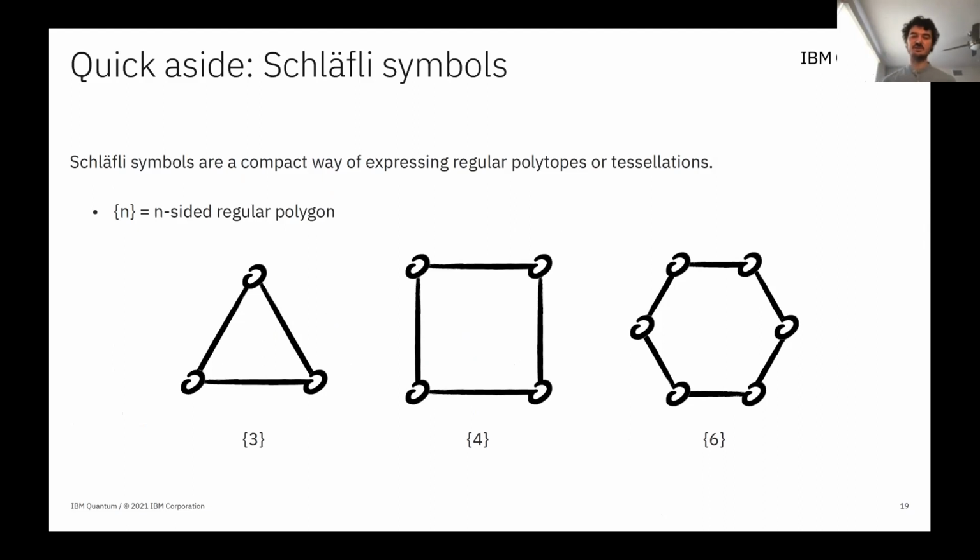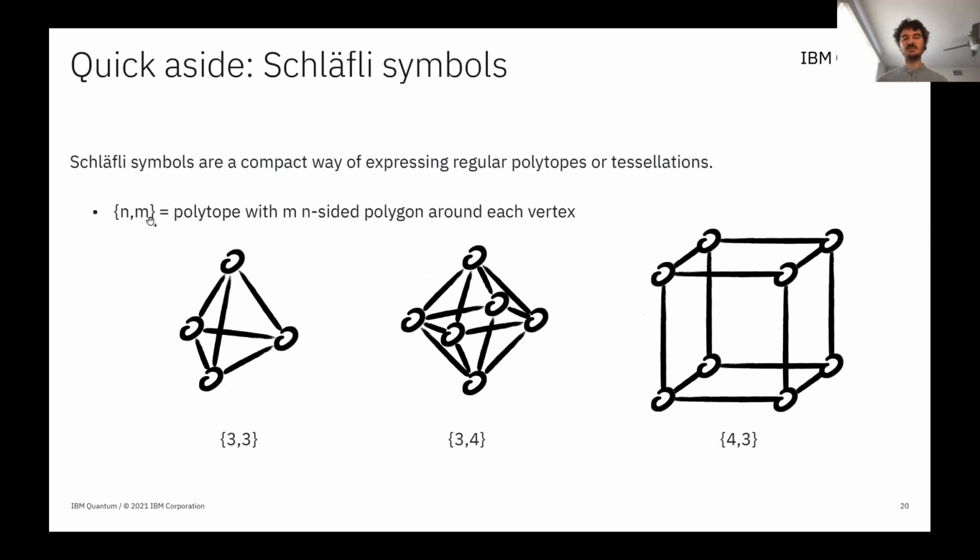Okay, and a very useful technique for searching for these tessellations is to look at the structure of Schläfli symbols. So this was a very useful tool, and I'm just going to have a quick aside where I discuss what these Schläfli symbols are. They're a compact way of expressing polytopes or tessellations. So for example, a Schläfli symbol of just n is an n-sided regular polygon. So 3 is a triangle, 4 is a square, 6 is a hexagon. An {n, m} Schläfli symbol is a polytope with m n-sided polygons around each vertex. So for example, with 3, 3, around each vertex you have 3 triangular faces, and this is a tetrahedron. A 3, 4 is, if you read it from right to left, around each vertex you have 4 triangles. This is an octahedron. And a 4, 3 is around each vertex you have 3 squares.